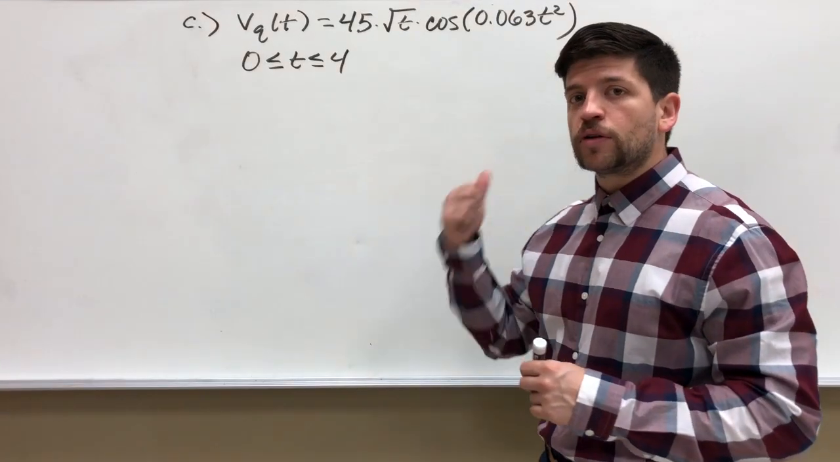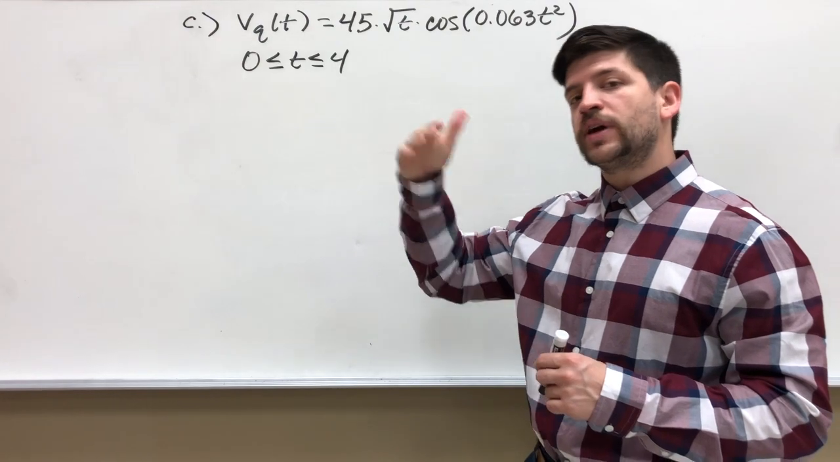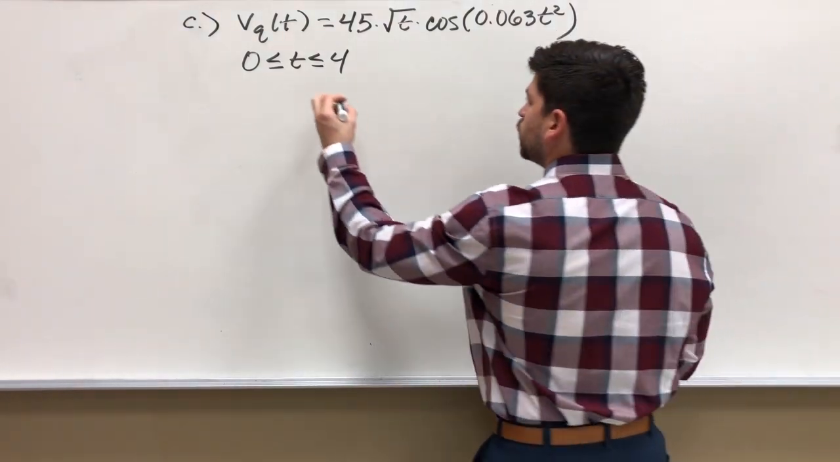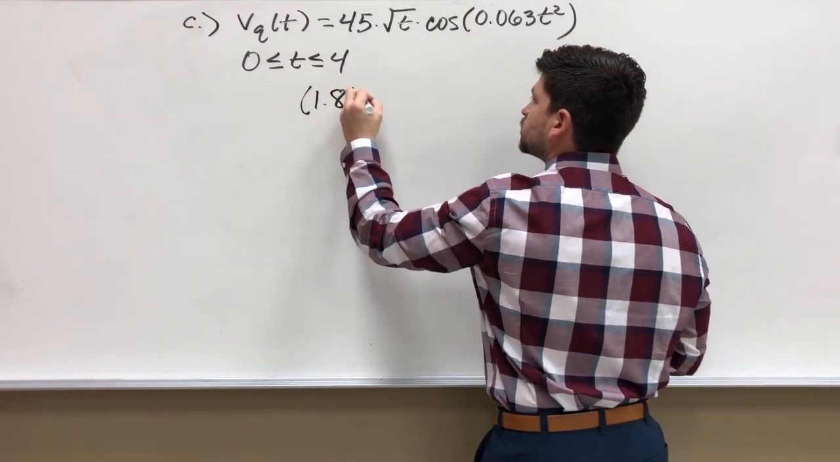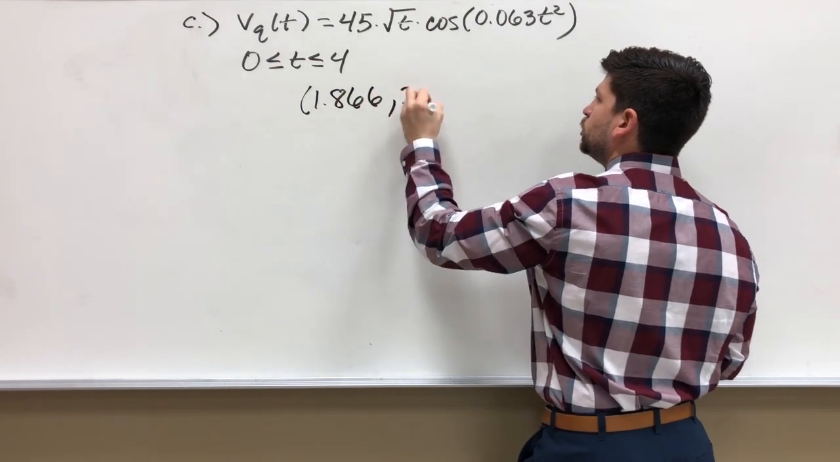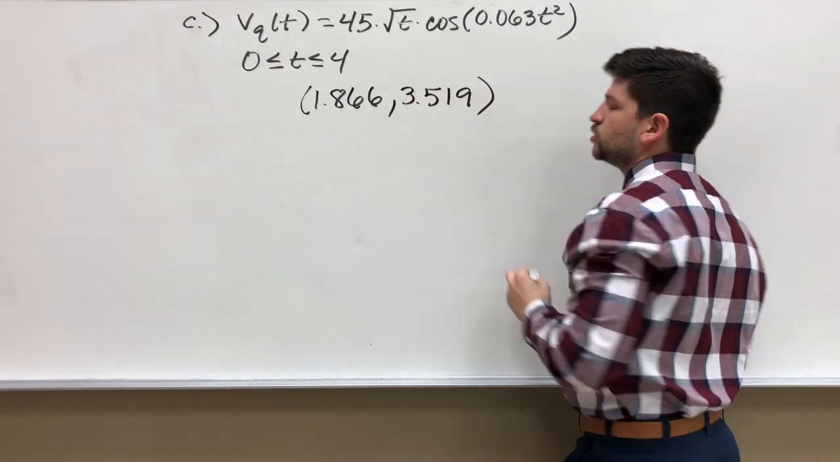So according to the graph, where our velocity equation was higher or greater than 60 was from 1.866 to 3.519. So there's your answer.